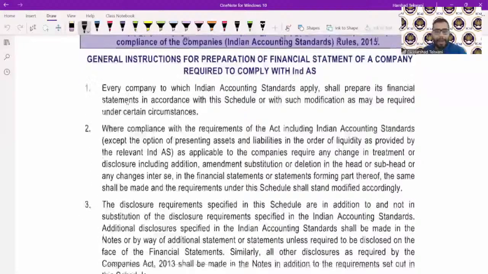So as I said, division 2 of schedule 3 is applicable to companies to which the Indian accounting standards apply. Now if a company is required to prepare its financial statements as per the applicable Indian accounting standards, then they need to comply with division 2.